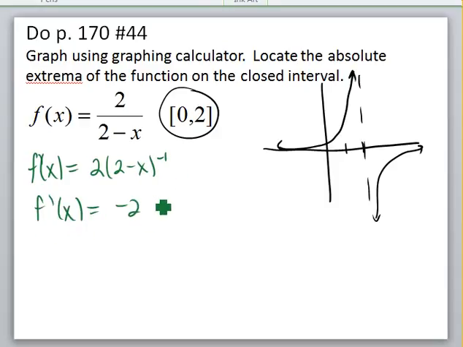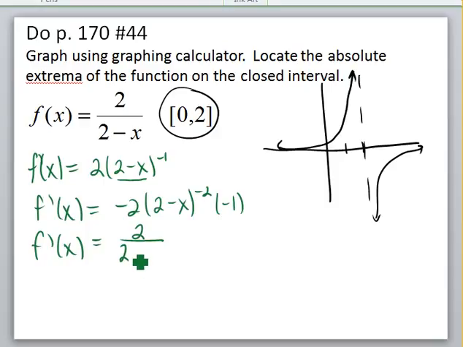This gives me negative 2. Rewrite the inside to the negative 2. So I lowered that by 1. But I need to take the derivative of what's on the inside, which is a negative 1. So my first derivative ends up being 2 over 2 minus x squared. On top is where the derivative would equal 0. Well, there's no cases for x where the derivative will equal 0.